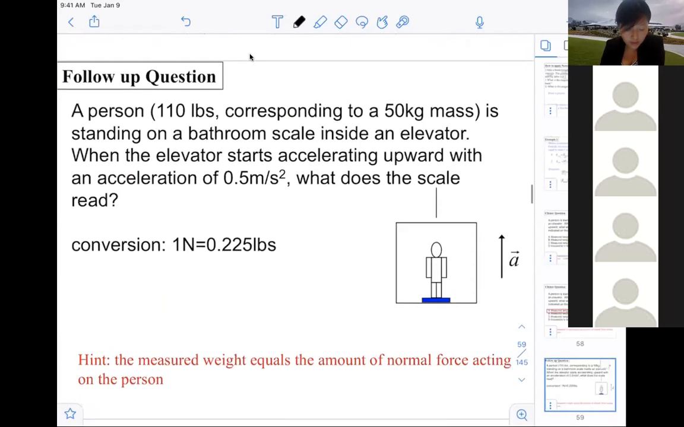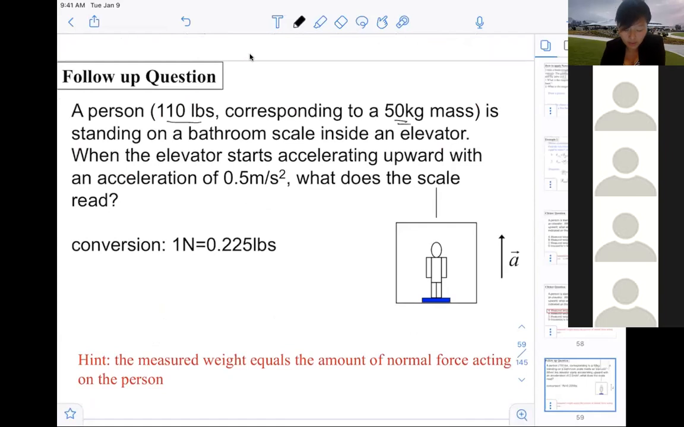Now let's look at a particular question with some numbers. We say if your acceleration is upward, you're going to read a value on your bathroom scale that's more than your normal weight. But how much more? What does the scale read? So let's put in some numbers. I say the person is 110 pounds, which means the mass is 50 kilograms.